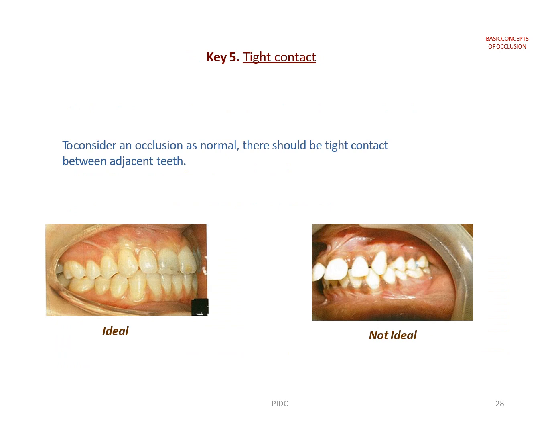Next is tight contacts. Andrew says that to consider an occlusion as normal or ideal, the teeth should be in tight contact. That means there should not be any space. As you see in this picture, all the teeth are in tight contact, whereas here you see there is some spacing and proclination.